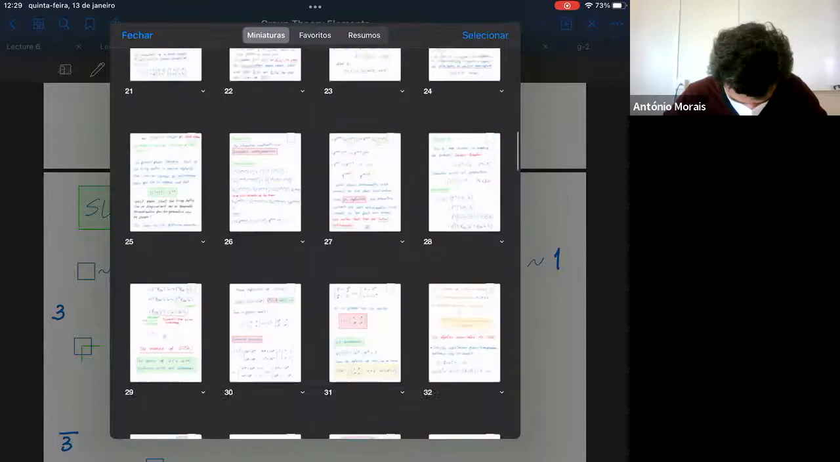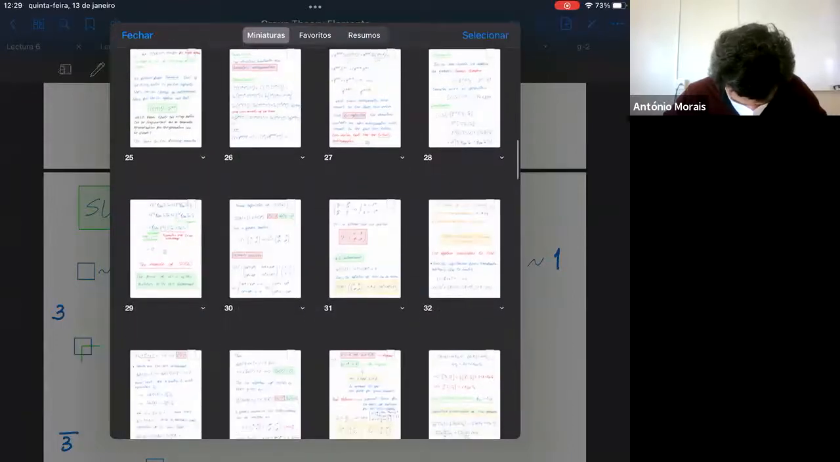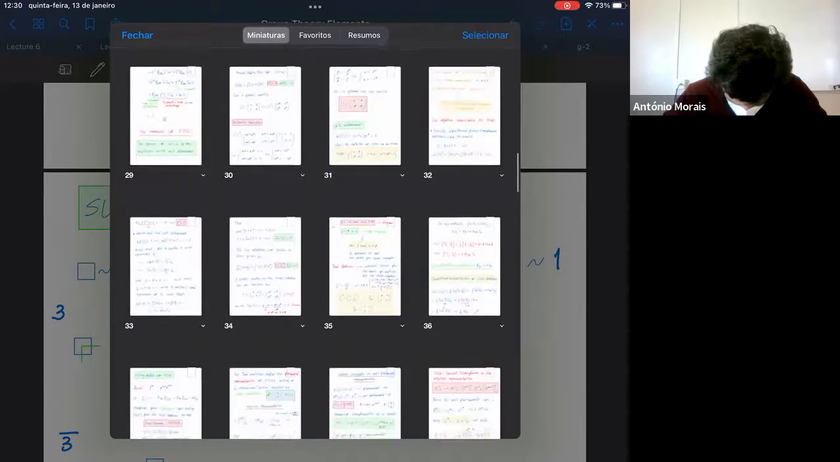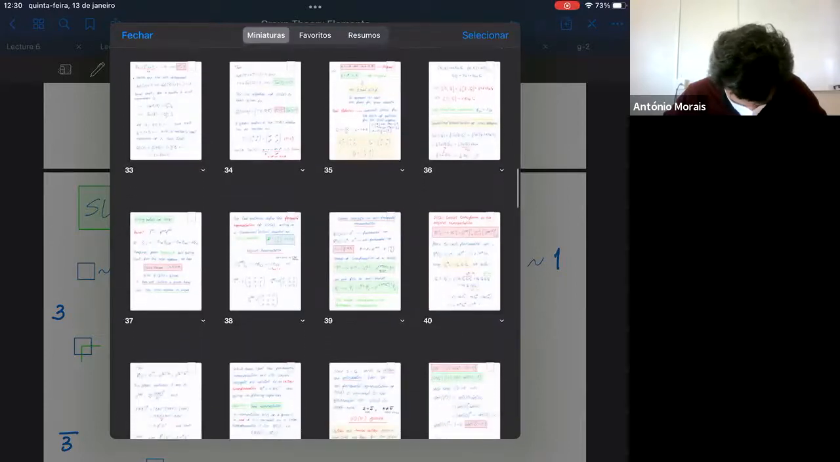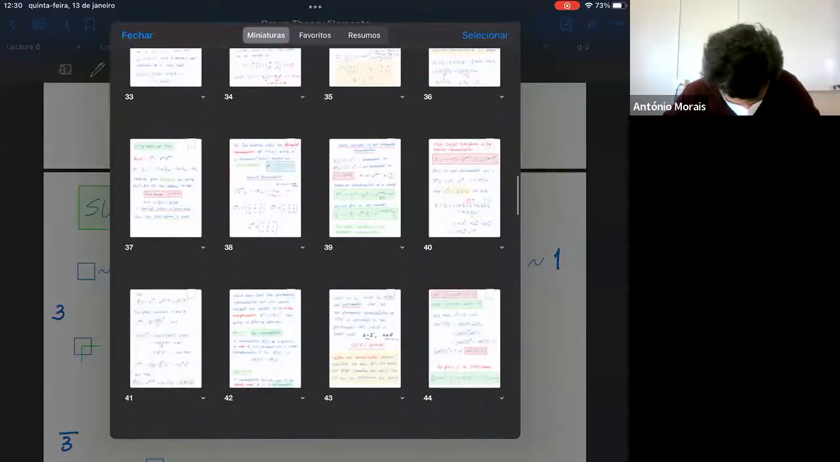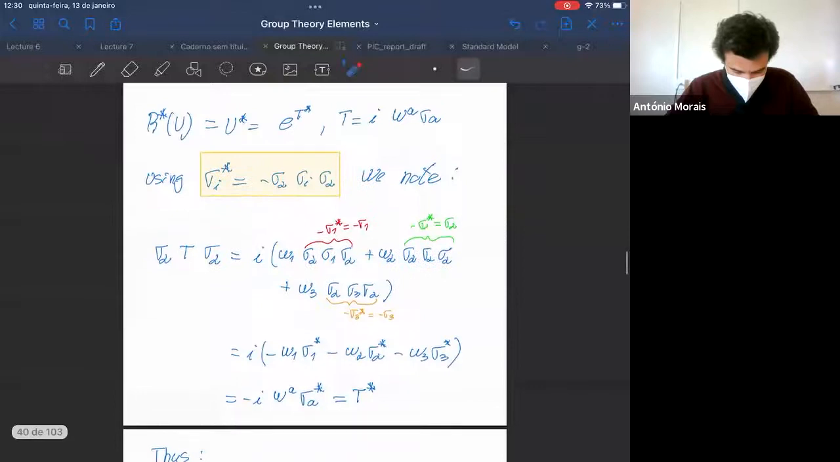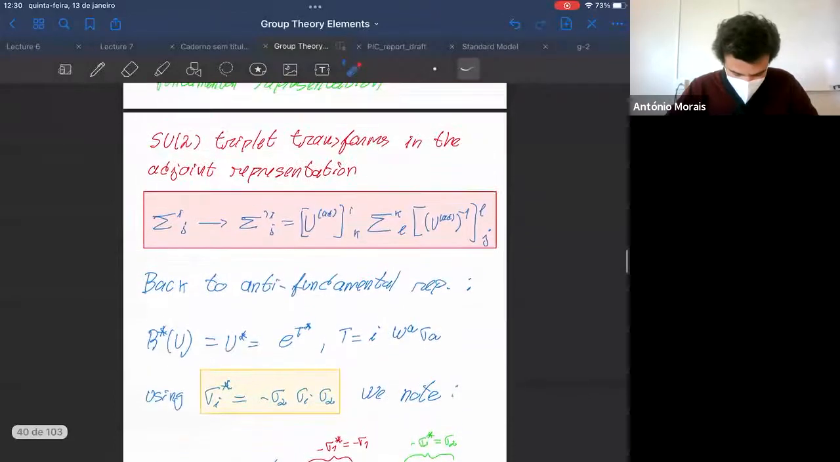No, it has to be further below. So the SU2 was here. Here you are. Okay, cognitive fundamental. Okay, there you go. So it's that. Let's see.